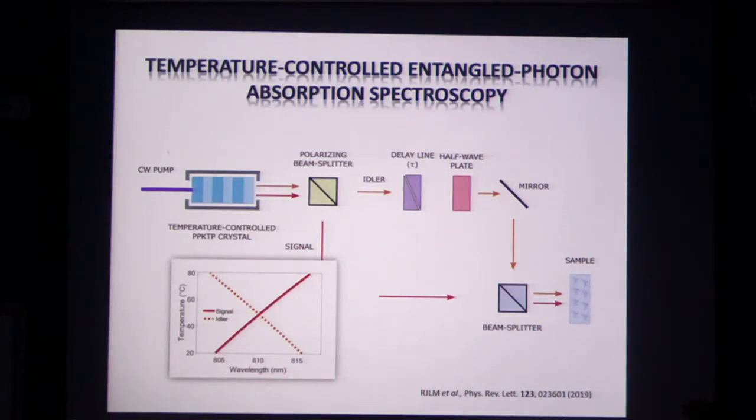Now the two photons, we are assuming again a type 2 SPDC process, so the two photons come out with different, orthogonal polarizations. We use a PBS, or polarizing beam splitter, to create the two channels, signal and idler. We introduce a delay line here. We use a half waveplate to control the polarization of one of the photons. This is not necessary if we are using a solution or something where the dipoles of the molecules are not controlled. And then these two photons are sent into the sample.